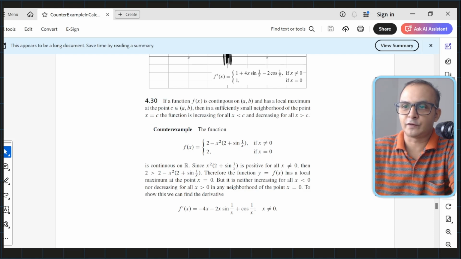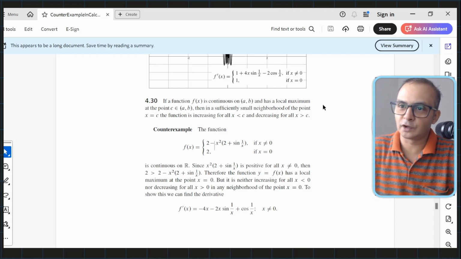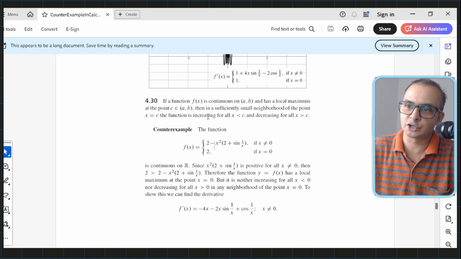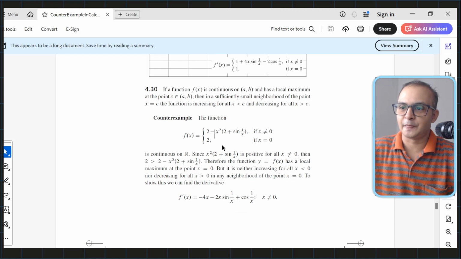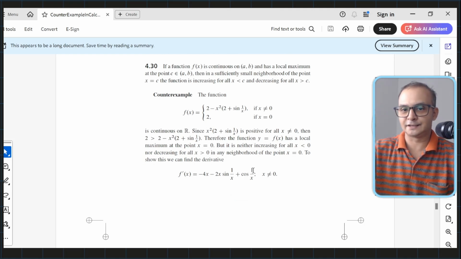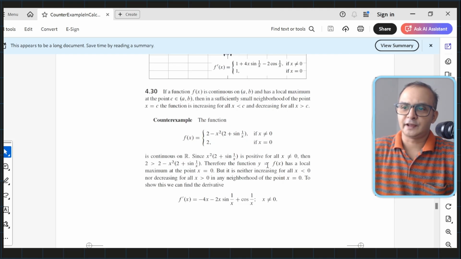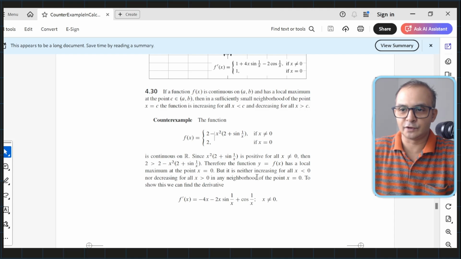And they are saying that if a function f(x) is continuous on [a, b] and has a local maximum at the point c belongs to (a, b), then in a sufficiently small neighborhood of the point x equal to c, the function is increasing for all x less than c and decreasing for all x greater than c. So this is the function we have, and it's a counterexample. Why? Because of this cos(1/x) that comes in the derivative, and the graph will be oscillating, increasing and decreasing, in a very small interval also. We can analyze this by the usual method, like f'(x) we see here, and cos(1/x) as a derivative we got, and after that.